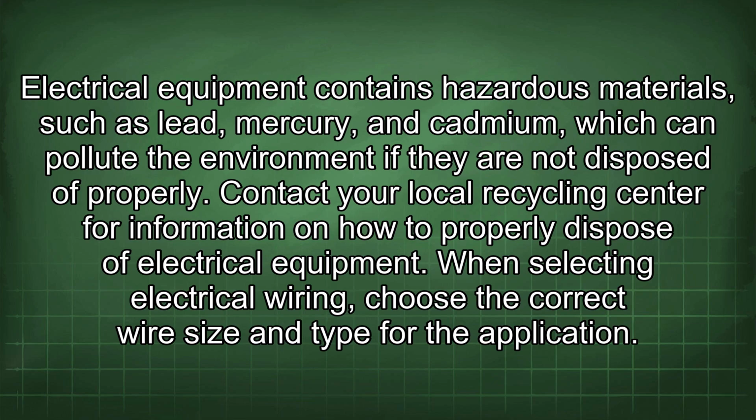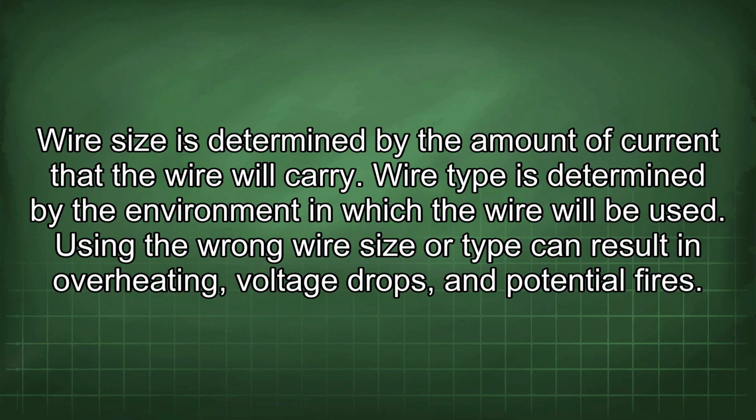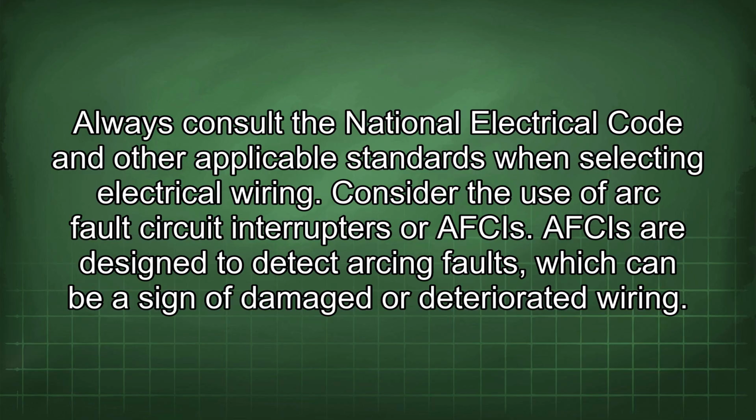When selecting electrical wiring, choose the correct wire size and type for the application. Wire size is determined by the amount of current the wire will carry. Wire type is determined by the environment in which the wire will be used. Using the wrong wire size or type can result in overheating, voltage drops, and potential fires. Always consult the National Electrical Code and other applicable standards when selecting electrical wiring.